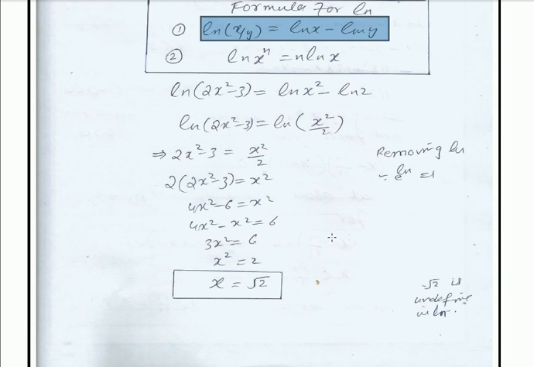After simplification, we get x² = 2, x = ±√2. We are not taking the minus √2 because the ln of a negative number is undefined.